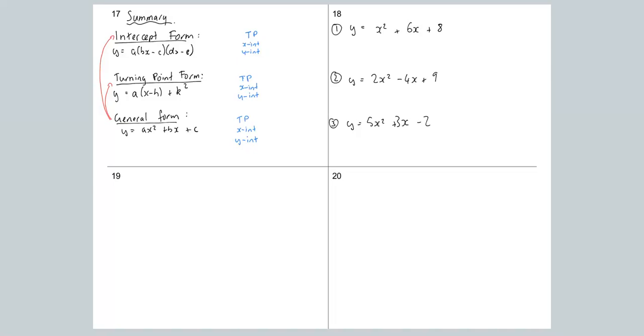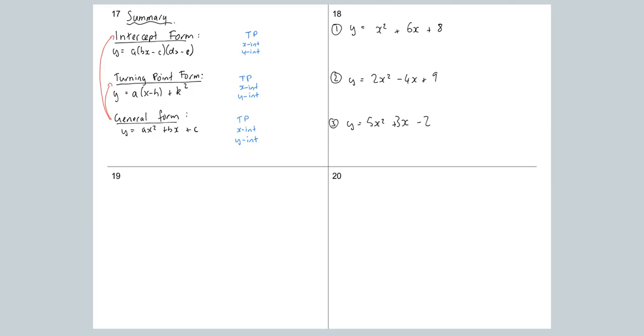So we've looked at three different forms of the quadratic equation or quadratic function and how you might go about sketching if you're given a function in one of those forms. So we've got intercept form, which is something like this. These A's are not the same in each context here, just by the way. So we've got a number outside, one factor model, and a second factor. We've got turning point form, where (h, k) is the turning point. And we've got general form, ax squared plus bx plus c.